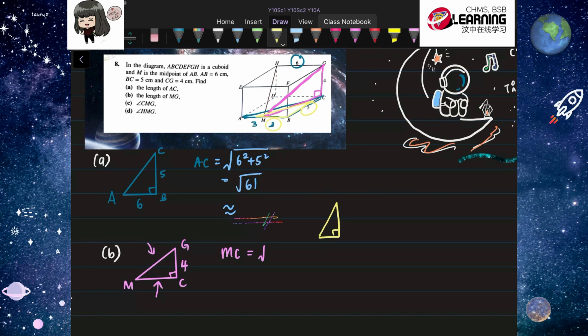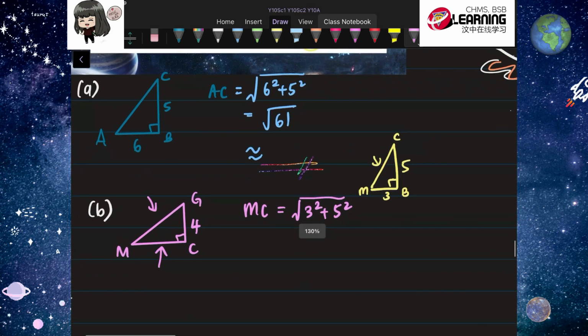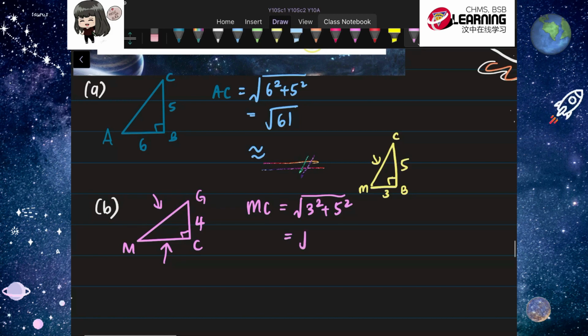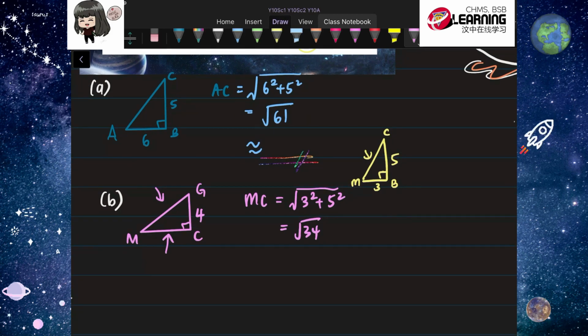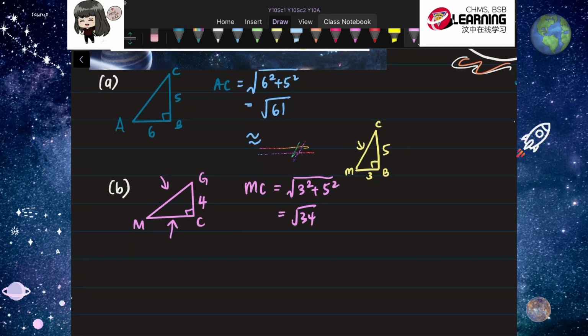Which gives you a 5, 3, and this is the one that you need to find. This is your MC. So we need to find our MC first, meaning we are doing Pythagoras Theorem 2 times. 3 square plus 5 square, square root of 34. I'll leave it because I don't need to round off to 3 sig fig. MC is square root of 34.